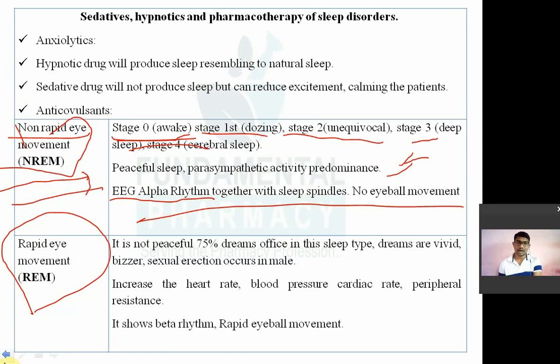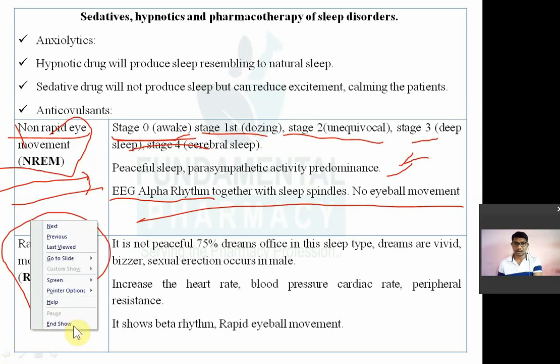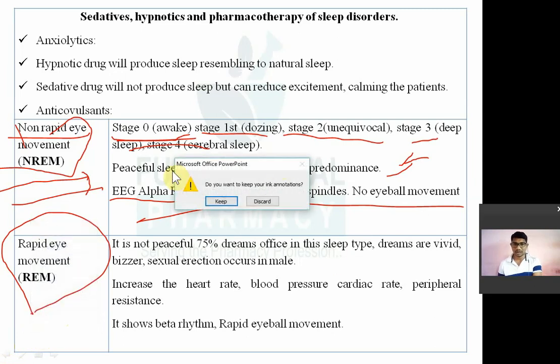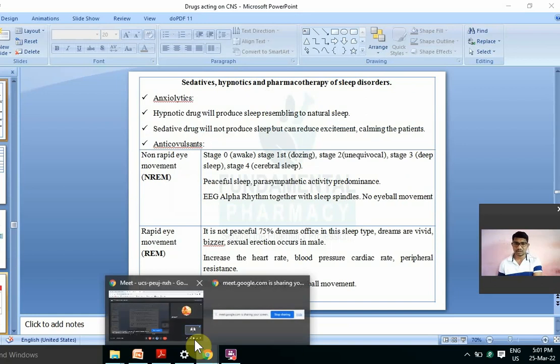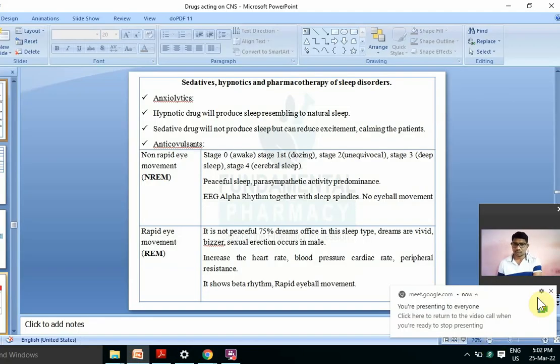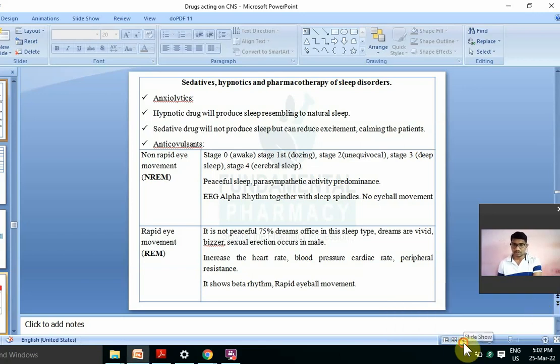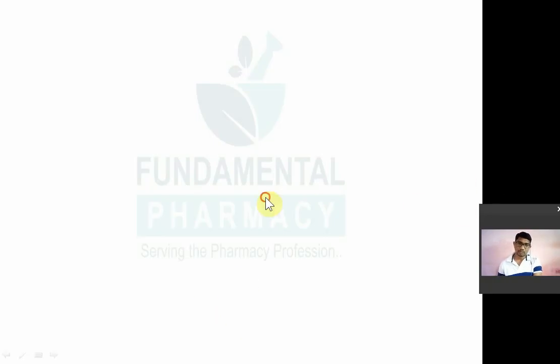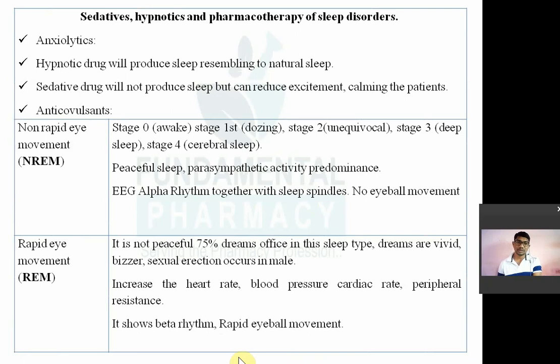Now the second sleep is known as REM sleep, rapid eye movement. So what happens in this sleep? As the name indicates, in REM sleep there is a movement of the eyeball. So obviously this is not a peaceful sleep. REM sleep is not a peaceful sleep.